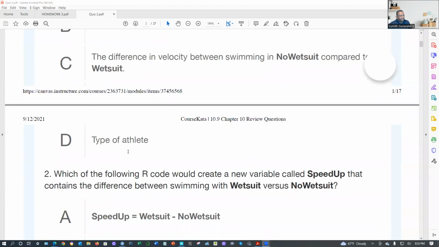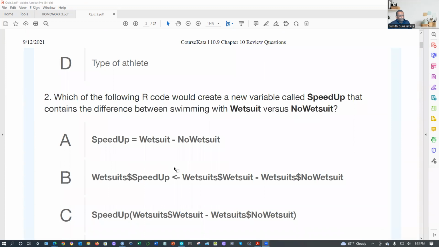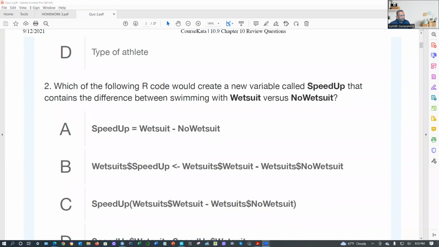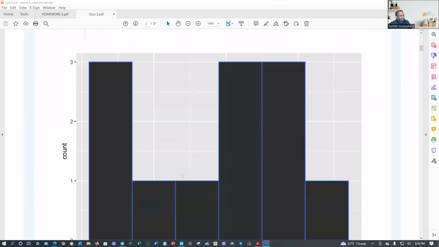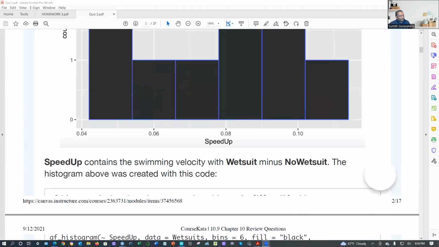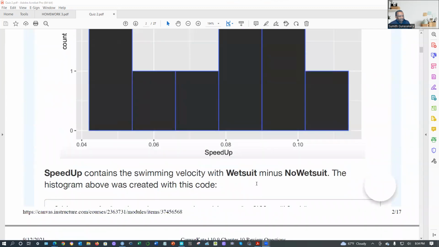Which of the following R code would create a new variable called speedup that contains the difference between swimming with wetsuit versus no wetsuit? The same thing that we talked about earlier. So speedup, and then you put it back into your data frame. The data frame is wetsuits and the new variable is speedup. Speedup is nothing but wetsuit minus nowetsuit within this same data frame. So it should be B. Let's go to three. Speedup contains the swimming velocity with the wetsuit minus no wetsuit. That's right. Speedup means wetsuit minus no wetsuit.